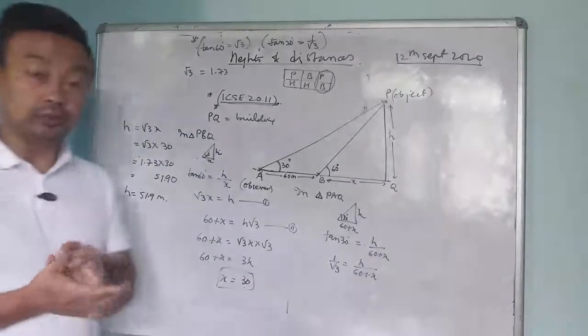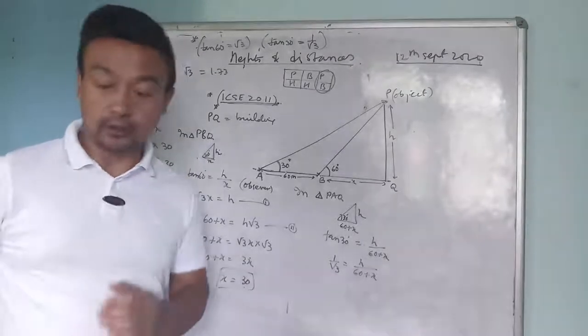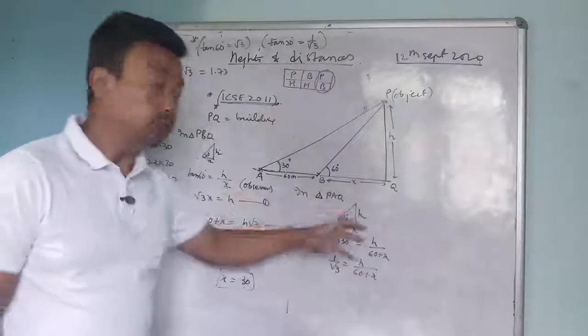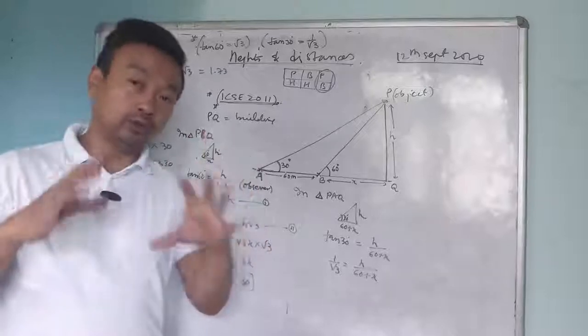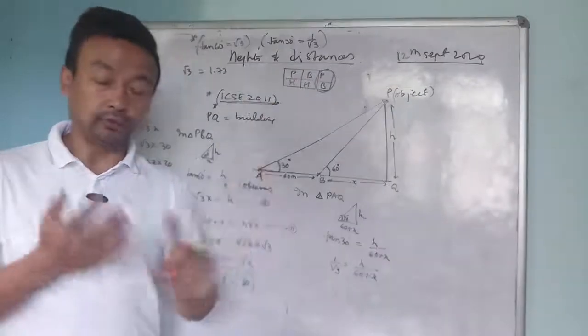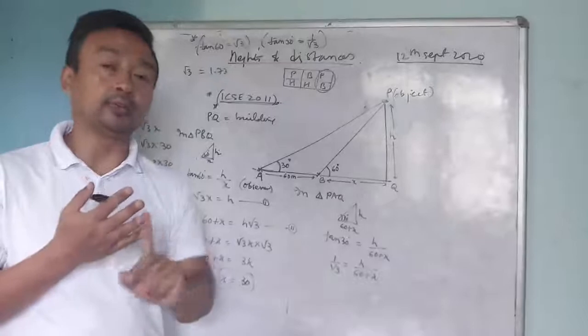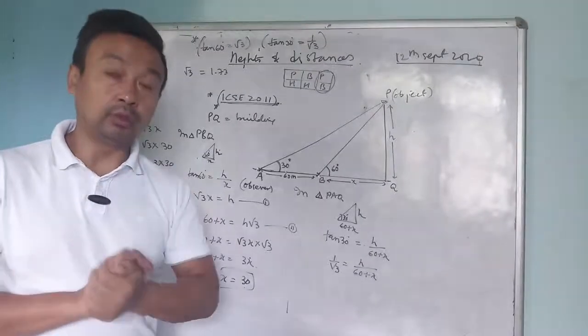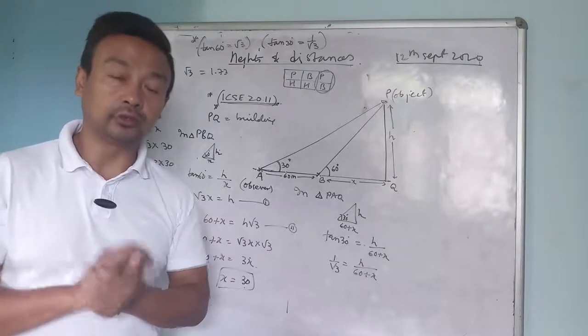So this is how you have to go on practicing. In the next class, I'll be dealing with more questions, but all the questions are based on these two points, the observer and the object, angle of elevation and angle of depression. In the next class, I'll be discussing the problem which deals with the angle of depression.